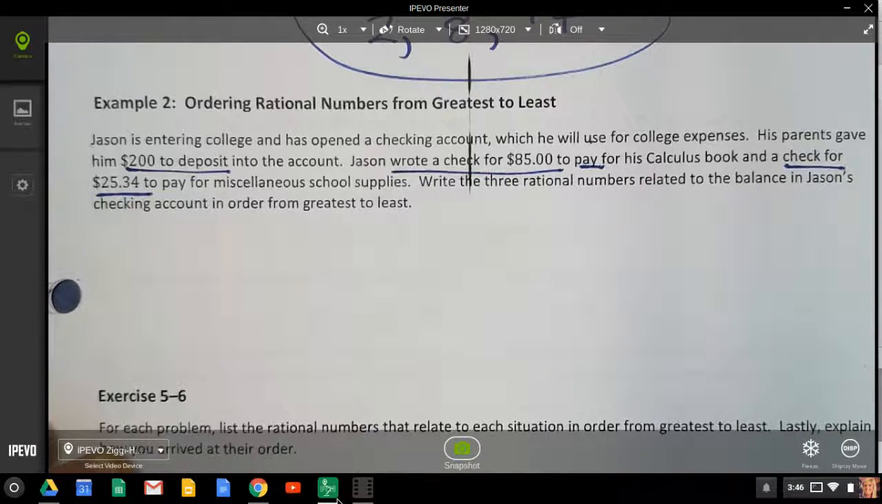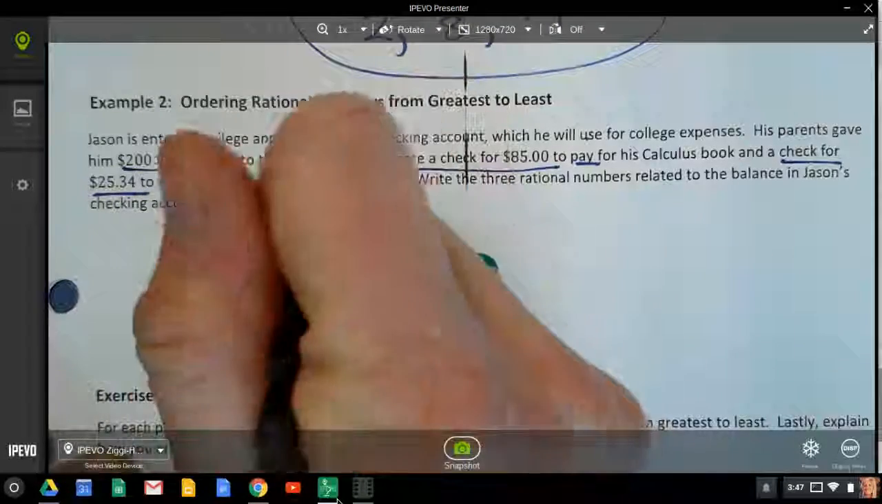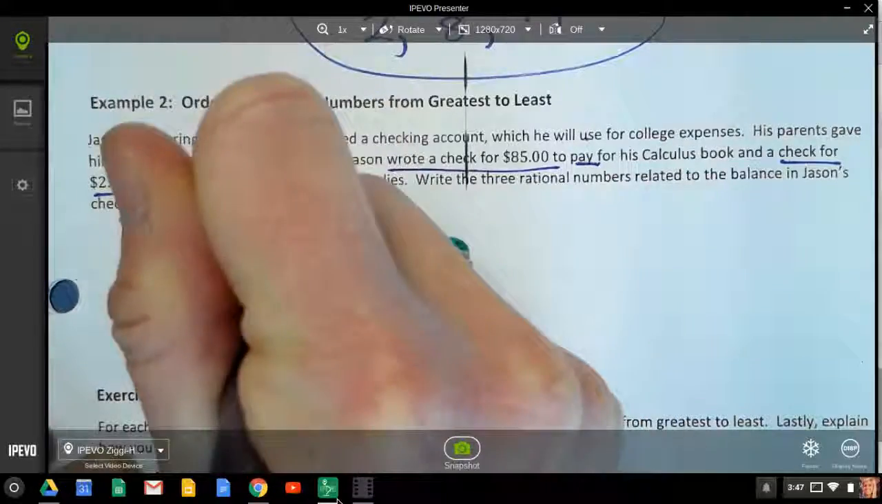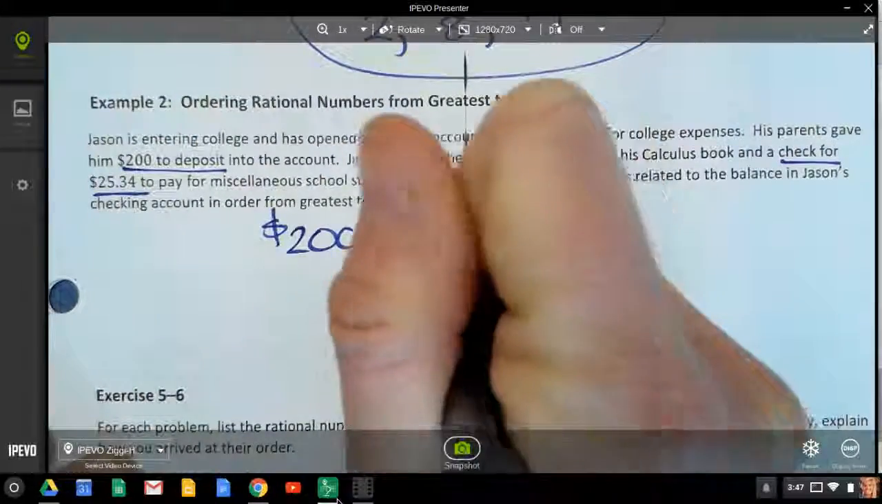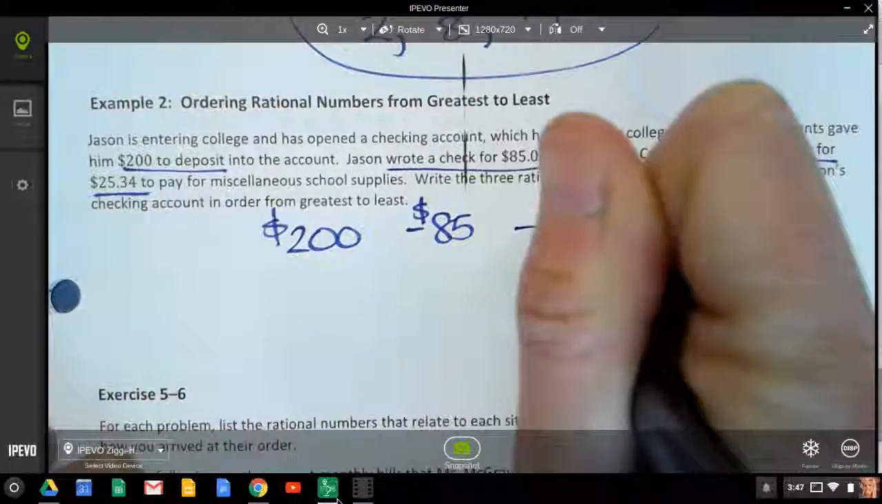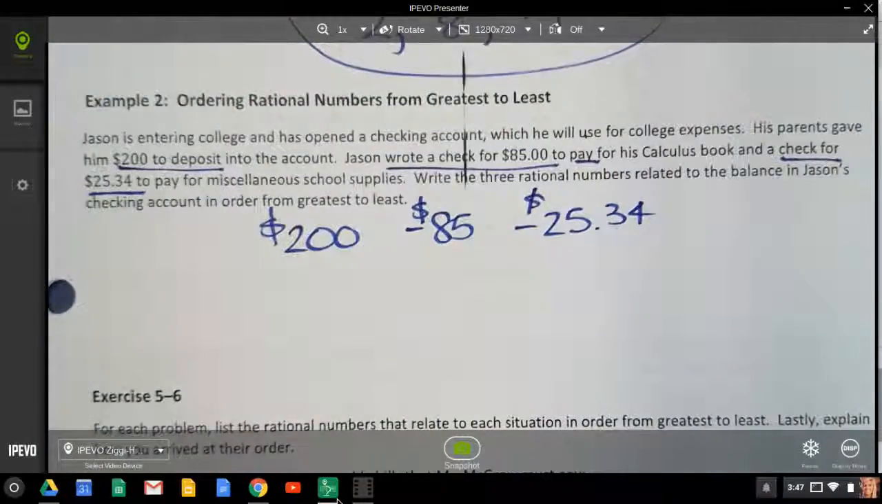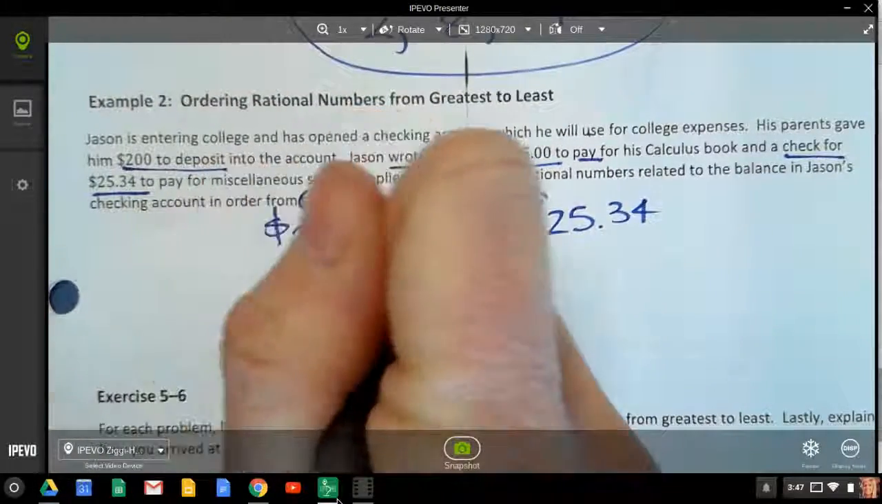Your first step is to go ahead and write those as rational numbers based on the wording of this problem. So pause the video and do that now. You should have written: a deposit is positive, so that's 200. Writing a check is a negative, and a check for $25.34 is also a negative. So now we need to go ahead and order those from, they said, greatest to least.